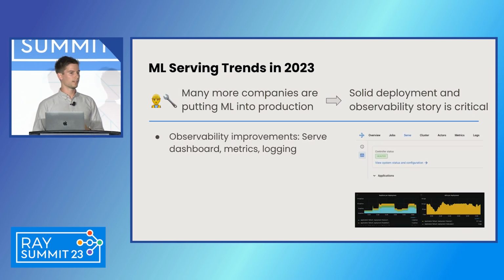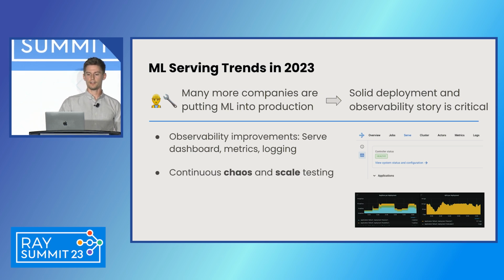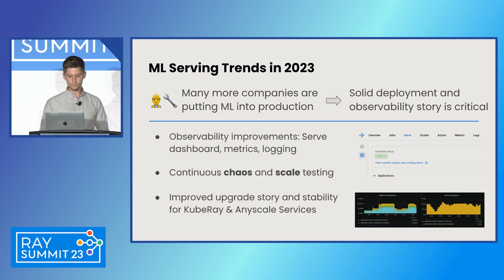So we've been putting a lot of work into production readiness for Ray Serve and Anyscale services. We've added a lot of observability features over the past few releases, including the new Serve tab to the Ray dashboard and improved metrics and logging to help you figure out where your bottleneck is and what happened when things go wrong. We've also been doing a lot of continuous chaos and scale testing to make sure that we catch any stability issues before customers could even notice them. And we've been working closely with large-scale users to make sure that we improve the upgrade and stability story for both KubeRay in the open source and the managed Anyscale service offering.